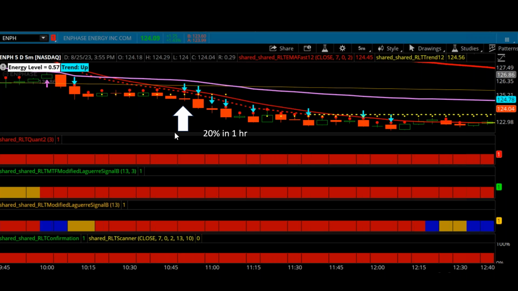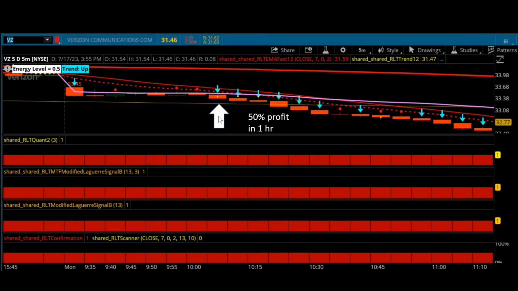Nice drop. Institutions are selling the heck out of this thing. I mean, it's obvious that they're selling the heck out of this thing. And if you don't have this information, you're at a loss. You just don't know. You may think you know, but you don't know.